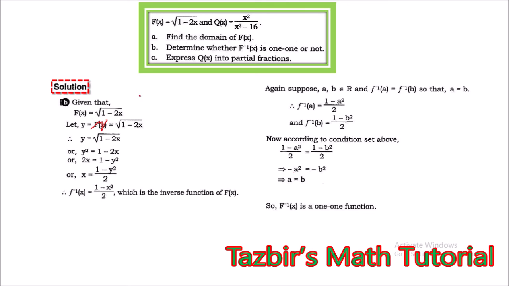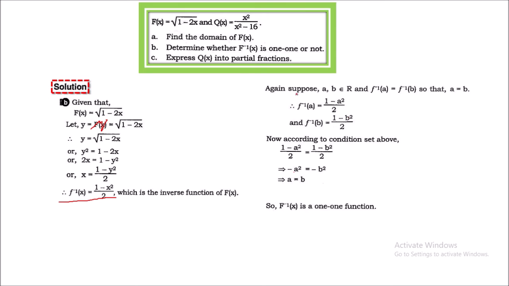Okay, so I think you understand. At first we have to find the f inverse function of x. Then I find out using the condition of a one-to-one function. I used two letters a and b, which belong to R, and found f inverse a and f inverse b, and from that I got that a equals b. So the condition has been successfully proved. So f inverse x is a one-to-one function.